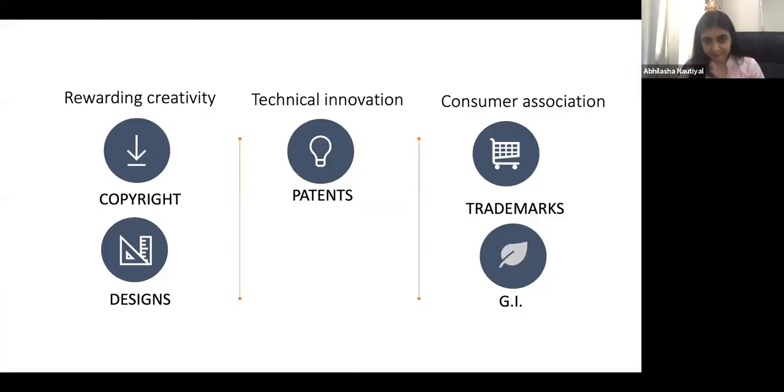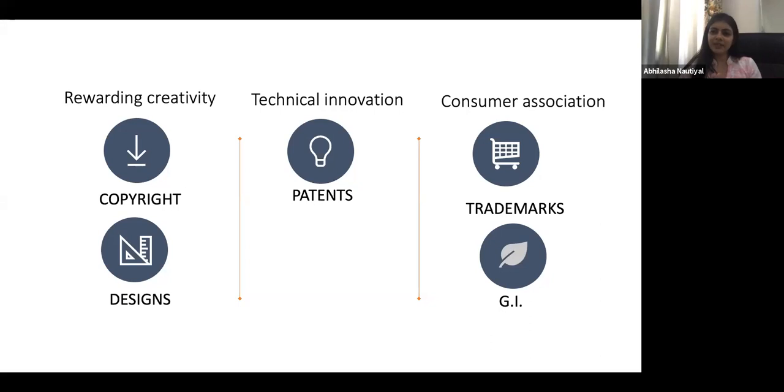Now, what are the laws that we generally need to look at when we're looking at IP protection, IP enforcement? You would have heard the terms copyright, designs, patents, trademarks, geographical indications.